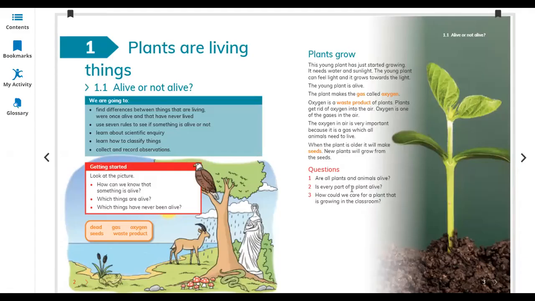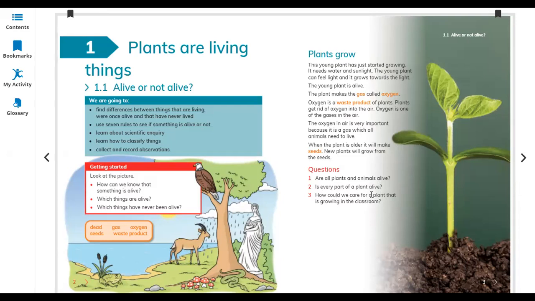Is every part of the plant alive? Yes, a stem, as it is growing, all the parts of the plant are alive. How can we compare it to a human? We can say all the parts of our body are alive.